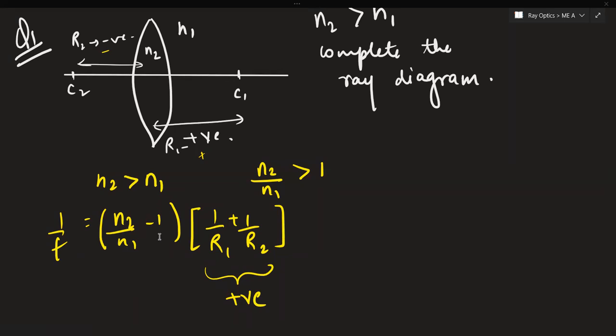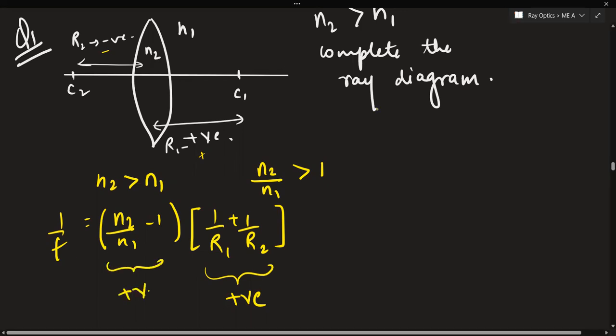Positive. Good, Rehan. Because this is something greater than 1. It can be 1.2, 1.5, 8, or 100. Any number that is greater than 1. So obviously, if this is greater than 1, this term also will be positive.